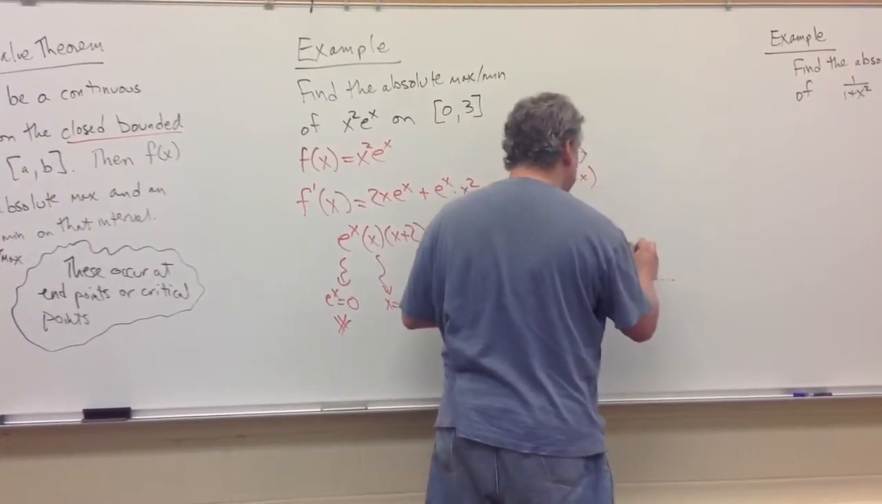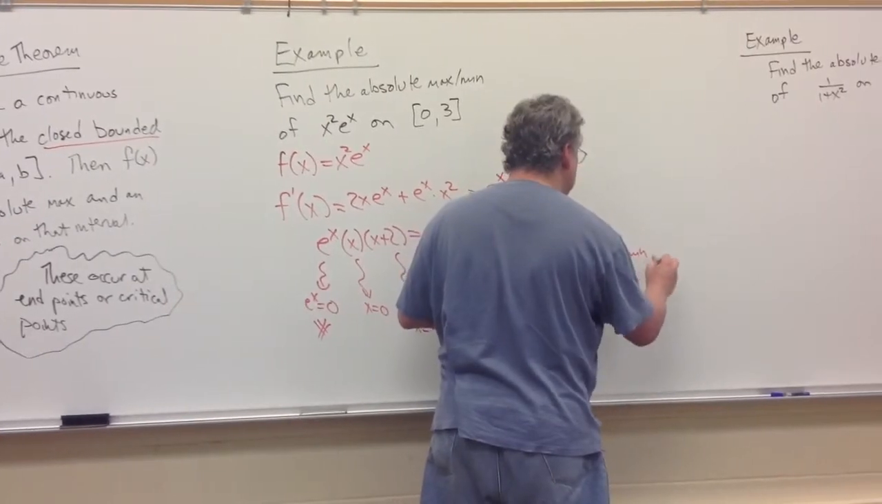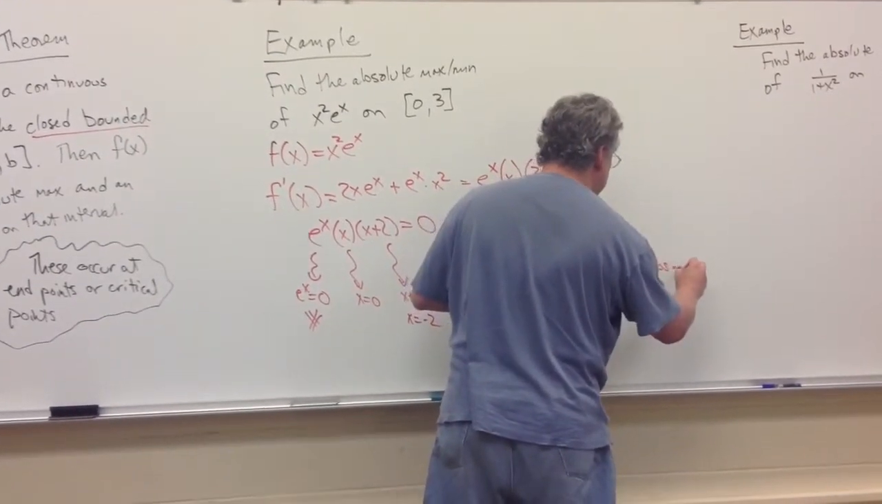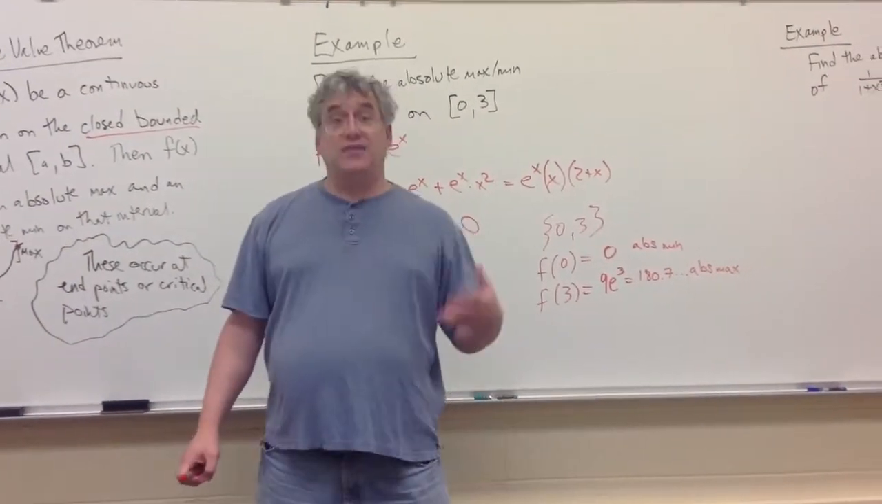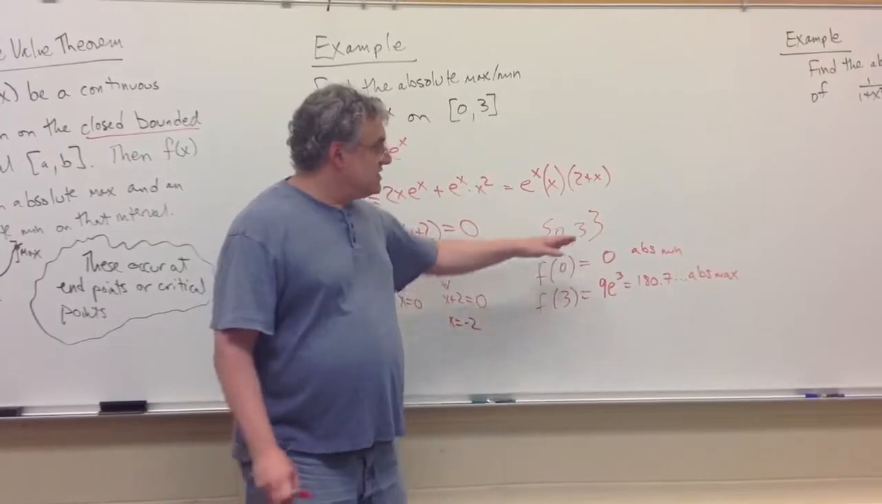So this is going to be the absolute min of the function. This one's the absolute max. Why? Because we know the absolute min and the absolute max are on that list, and this one's the small and this one's the large.